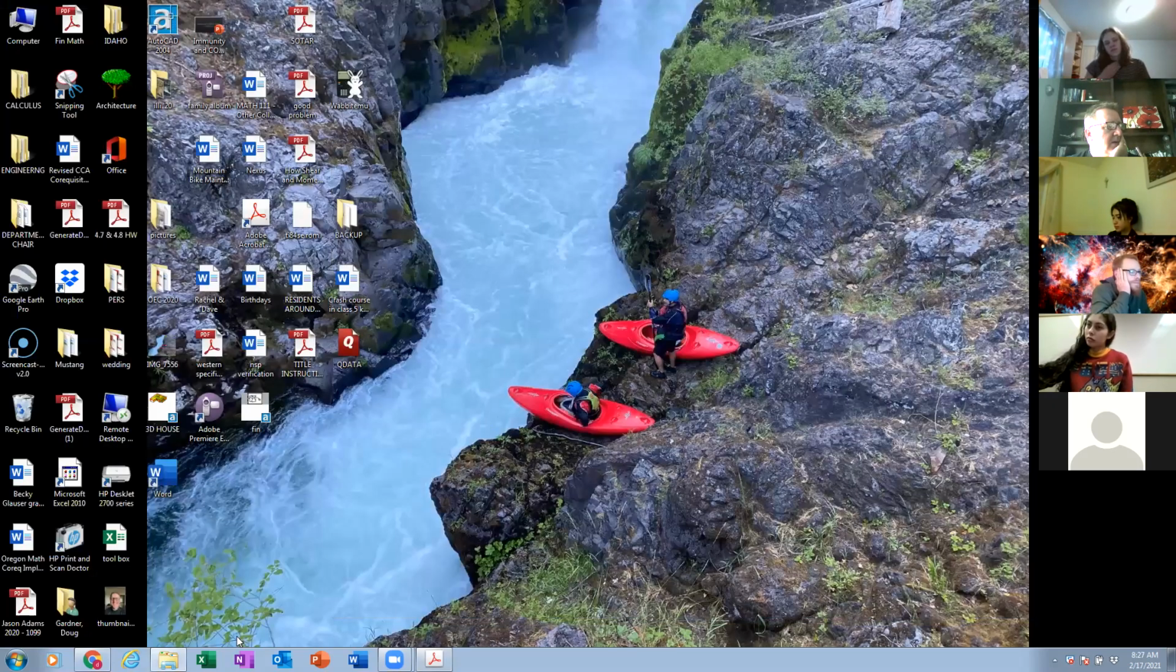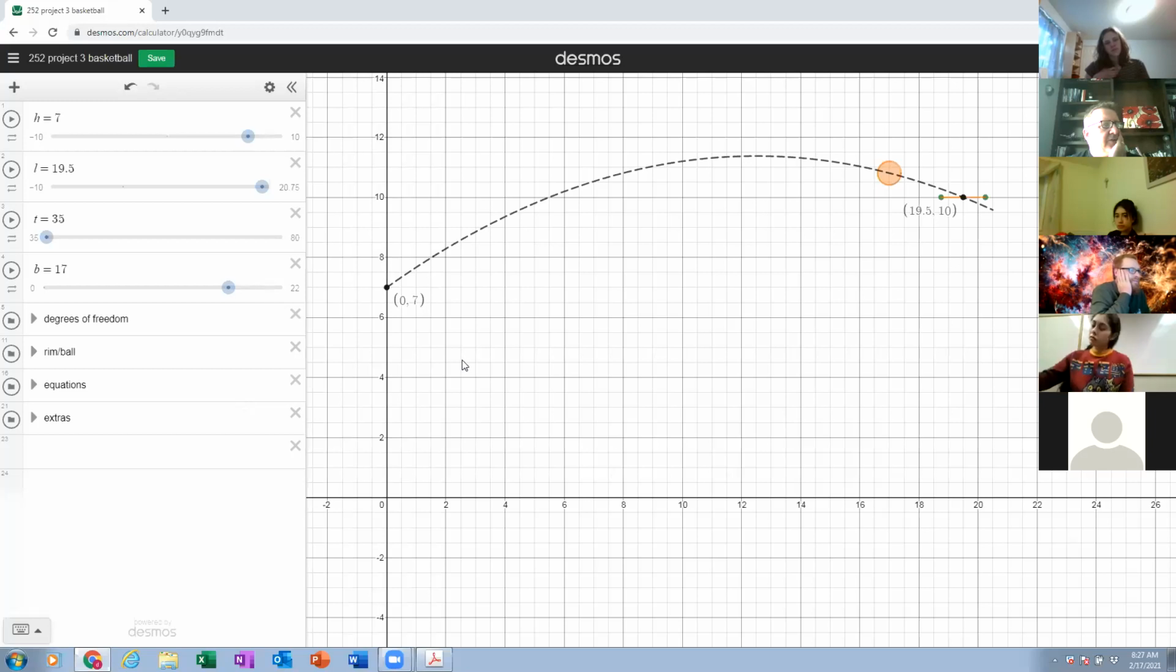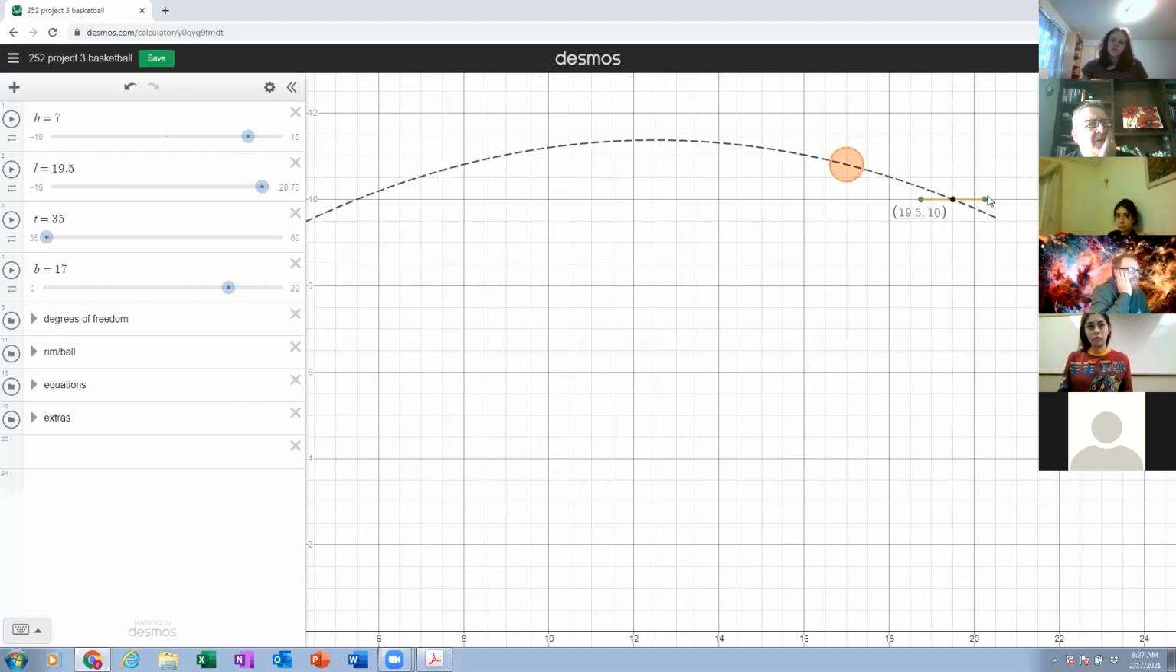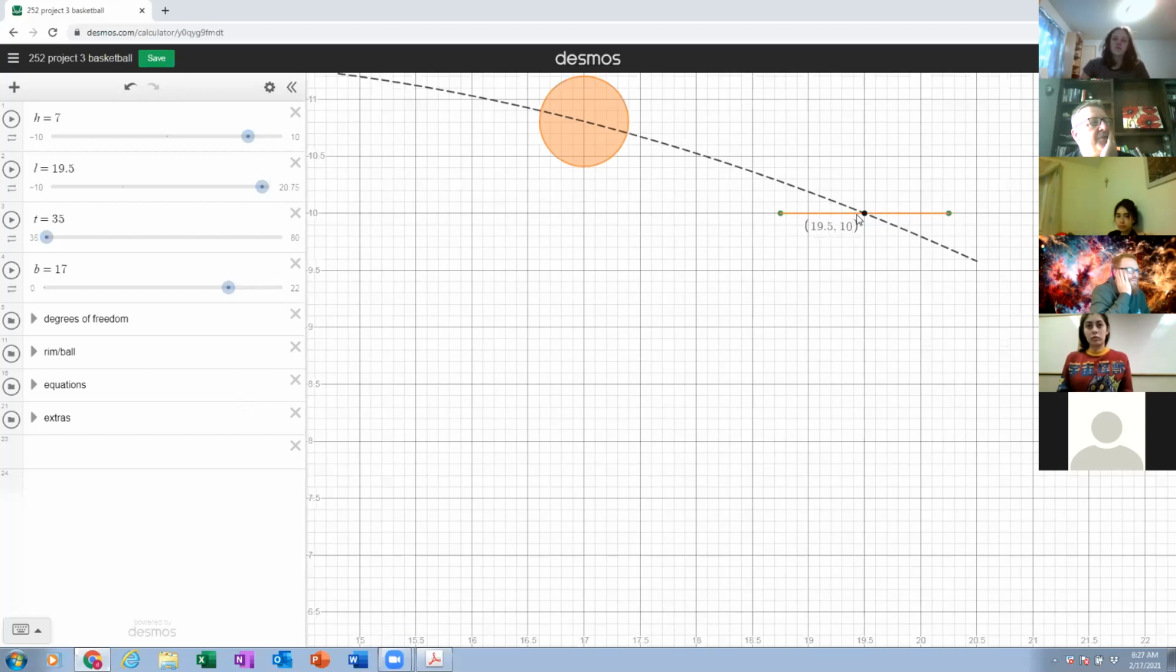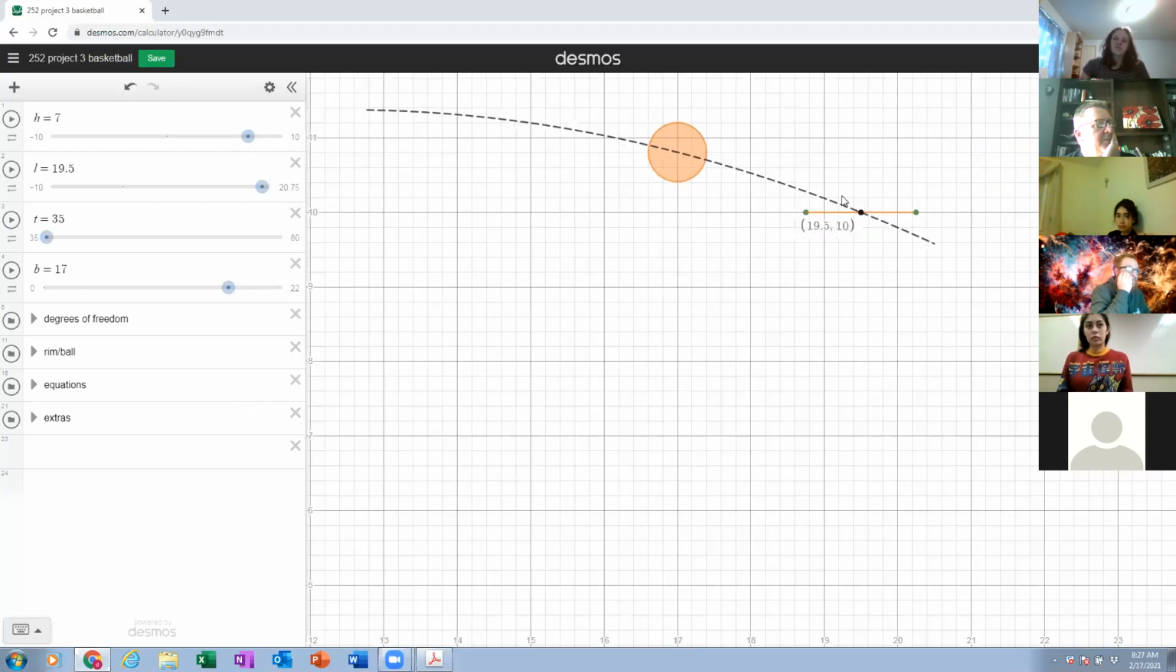Let me show you some cool things with Desmos. Do you see what you're looking at now? This represents the rim. There's the front of the rim, there's the back of the rim, and you're trying to get the ball to fly through the rim. But I want you to notice something.